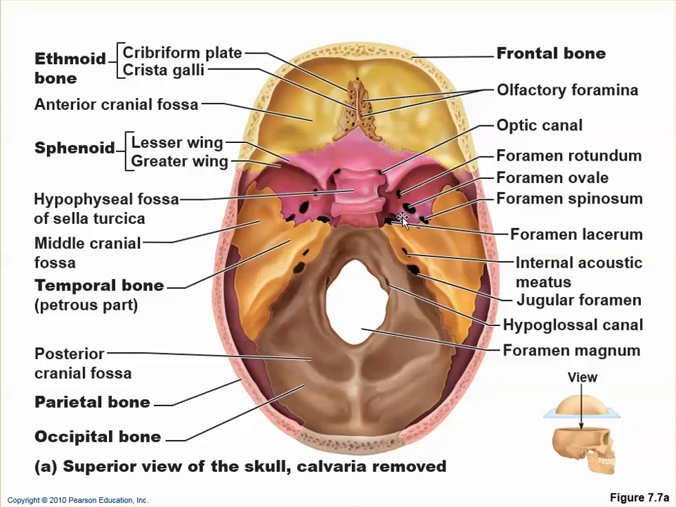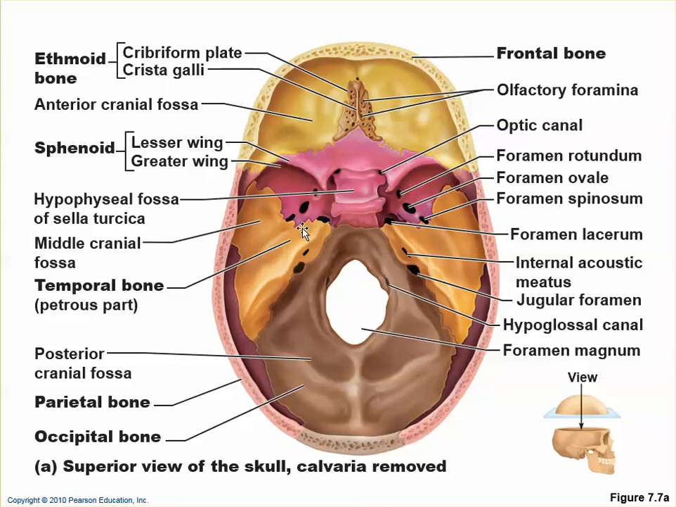Okay, so I'm going to talk about the sphenoid bone next, but the sphenoid bone is this bone here. It's the pink one. This part here of the sphenoid is called the sella turcica. Its job is to protect the pituitary gland. The rest of the sphenoid bone has wings. These are the lesser wings. These are the greater wings. It's kind of shaped a little bit like a butterfly.